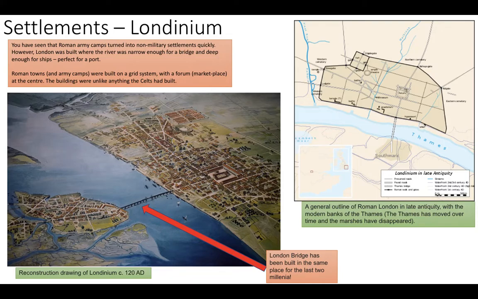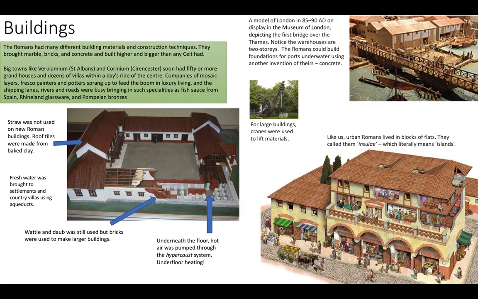It was built in a grid system with a forum at the centre, and the buildings were unlike anything the Celts had seen before. So let's have a quick look at the buildings. They're very different building materials and construction techniques. They used marble and bricks and even concrete. That meant that they could build higher houses and they were obviously easier to defend.